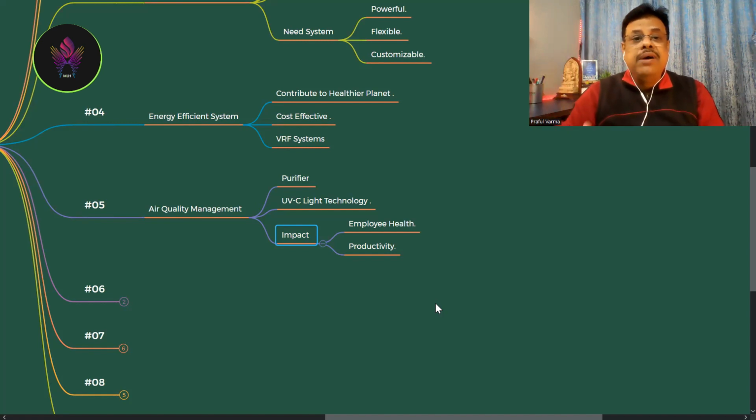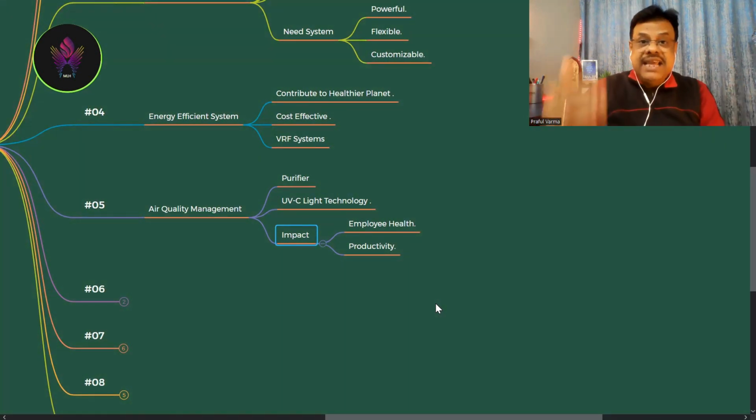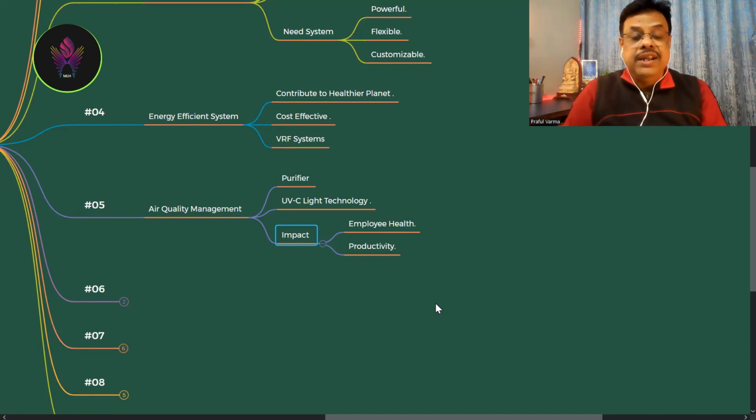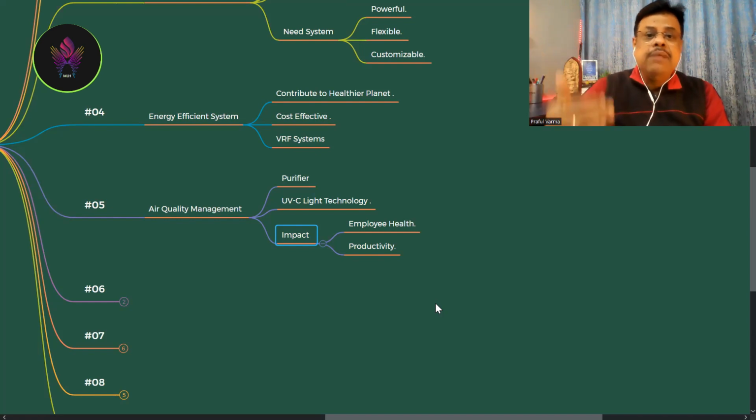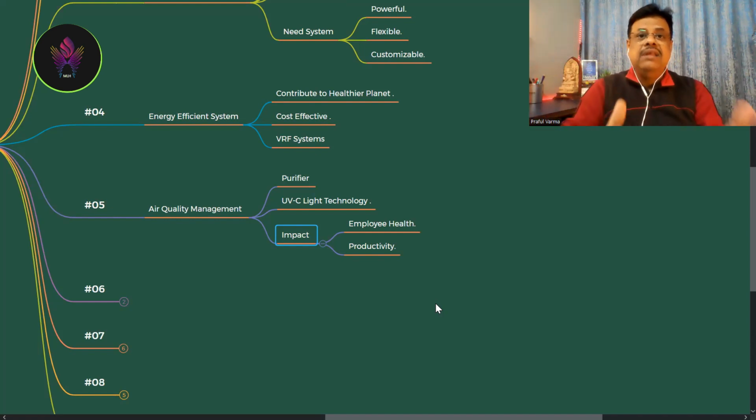And when you have an air purifier, it will help your employees maintain good health, and at the same time it will also help you increase their productivity. When their health is good and their productivity increases, it will ultimately impact the business front. So it is always suggested to go with a product which has an air quality management system, and a purification system is mandatory today.